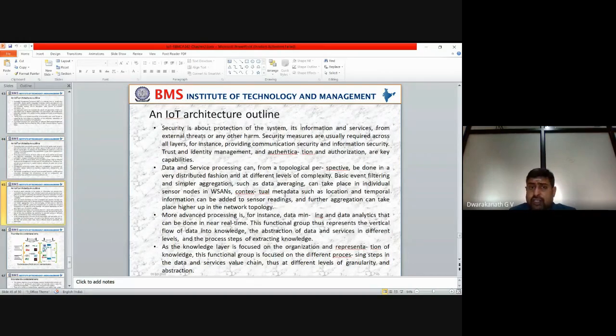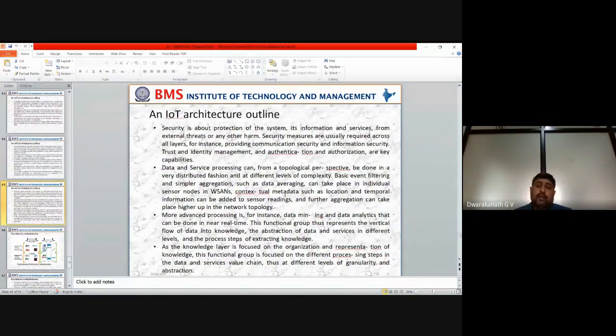Coming to the next, security is about the protection of the system 100%. It's the protection of information and service from external threats or any other harm. Today IoT is still not fully fledged, and the reason is the problem with security. Security is a very big problem where hackers will be there. Even with human interaction on a website or an app, hackers can hack and take our information.